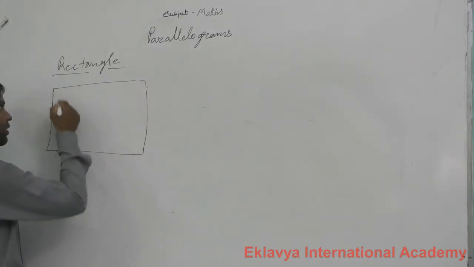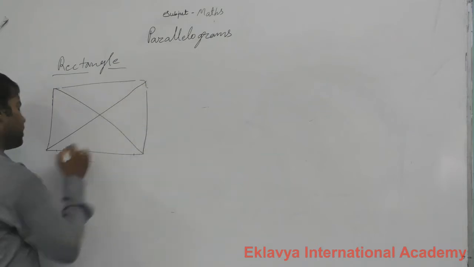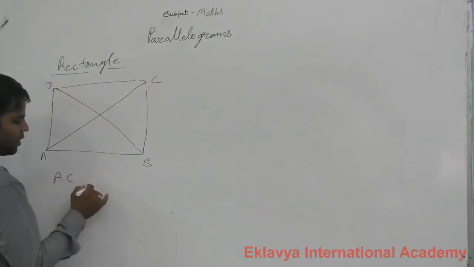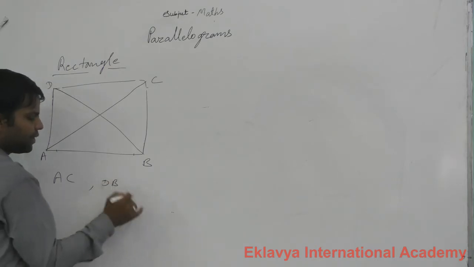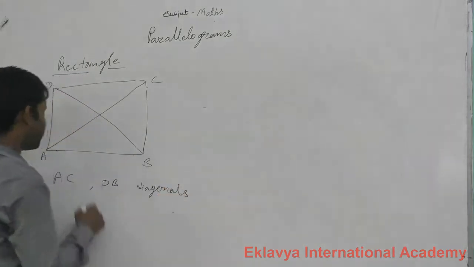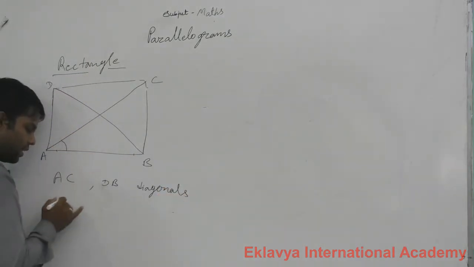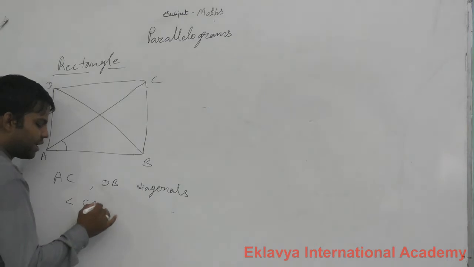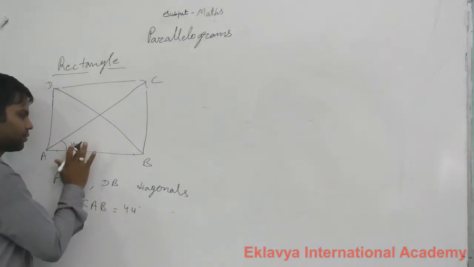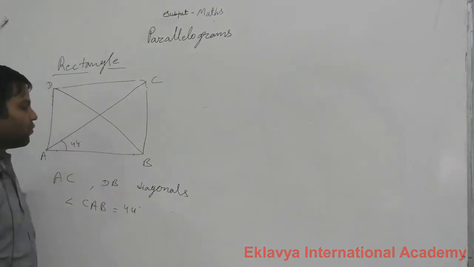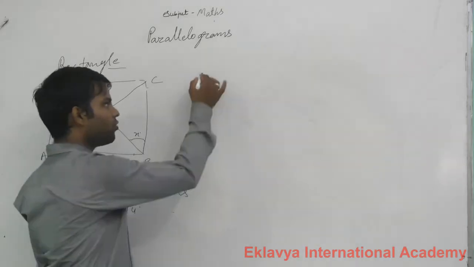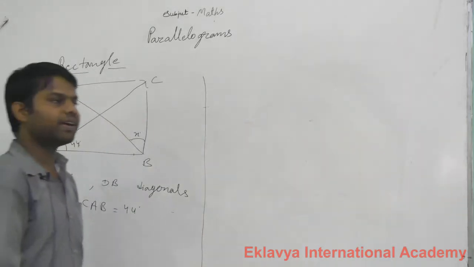in this rectangle ABCD, if AC and DB are the two diagonals, and here it is given that this one angle CAB is 44 degrees. We want to find this one angle X degrees. So how will we do it? See here, step by step.